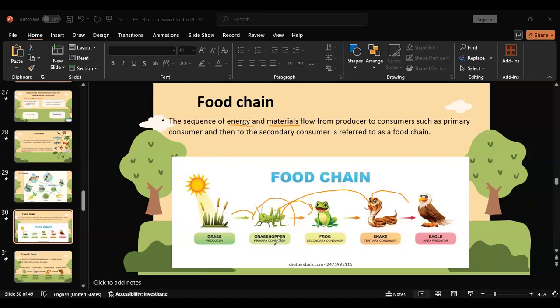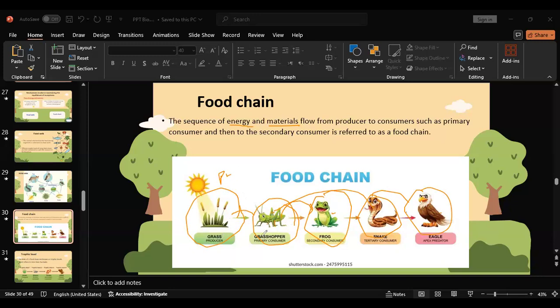These are the consumers: grasshopper, frog, snake, and eagle. This is the producer. So through this chain, the energy and the nutrition are passed, from here to here, here to here, like that in a chain form. Energy and the materials, that means the nutrients, flow.